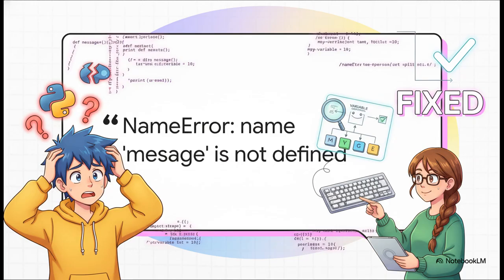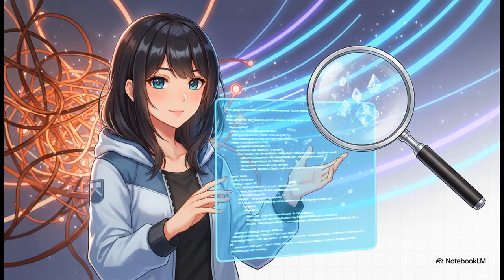Check this out. This is probably the most common error you'll see when you're starting, a NameError. And all this scary-looking message means is, hey, you told me to use a variable called message, but I have no idea what that is. And 9 times out of 10, it's just a simple typo. And that's exactly why these rules matter. When you follow the rules, especially the one about using descriptive names, a typo like mesage instead of message sticks out like a sore thumb. Clear, consistent naming is your best friend when it comes to finding and fixing bugs.